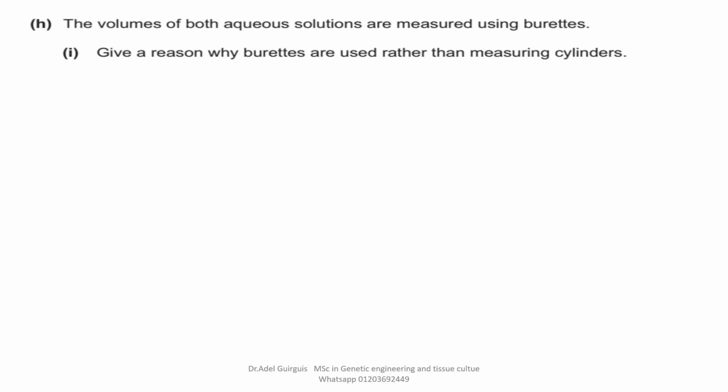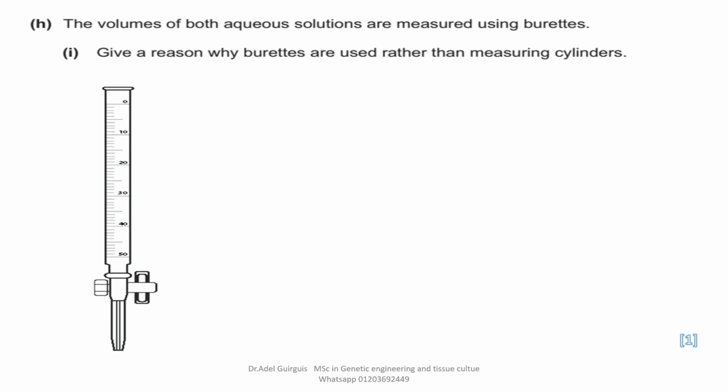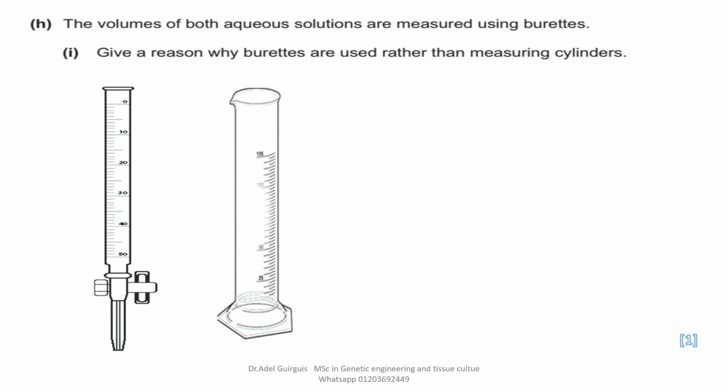Now for letter H, the volumes of both aqueous solutions are measured using burettes. The student used two burettes, one for magnesium sulfate and the other for barium nitrate. Give a reason why burettes are used rather than measuring cylinders. Burettes like this, measuring cylinder like this. Burettes are more accurate than using a measuring cylinder, more accurate.